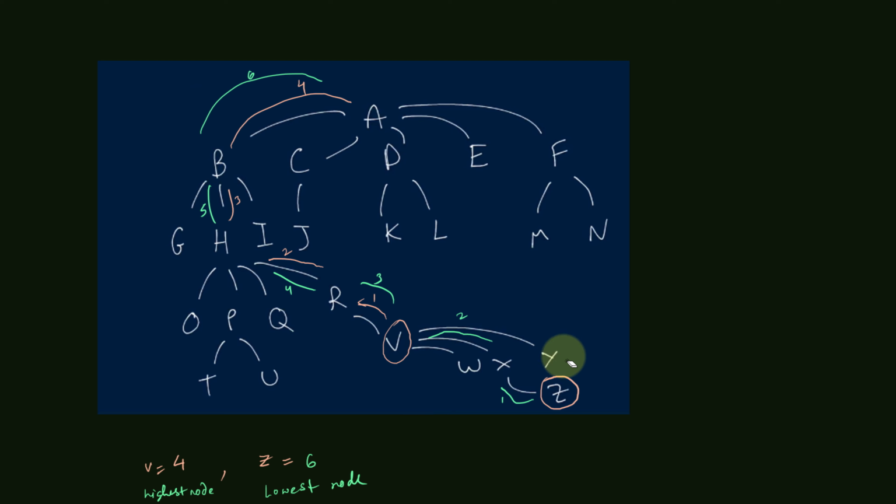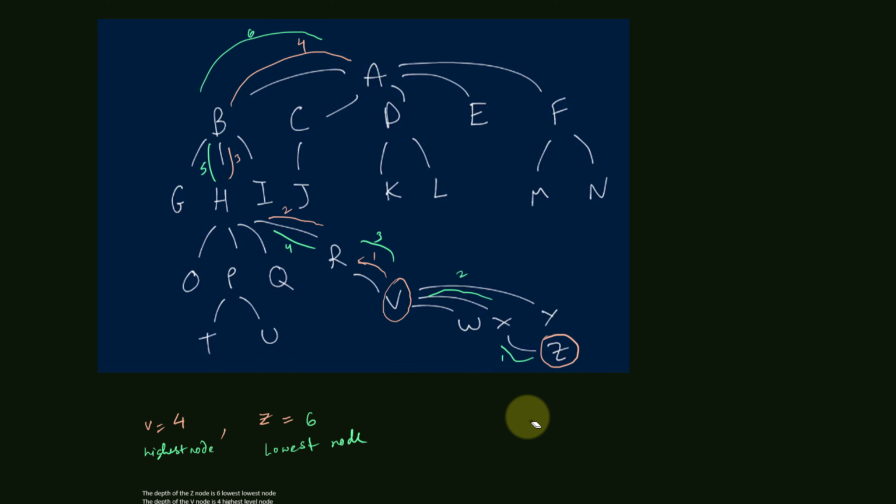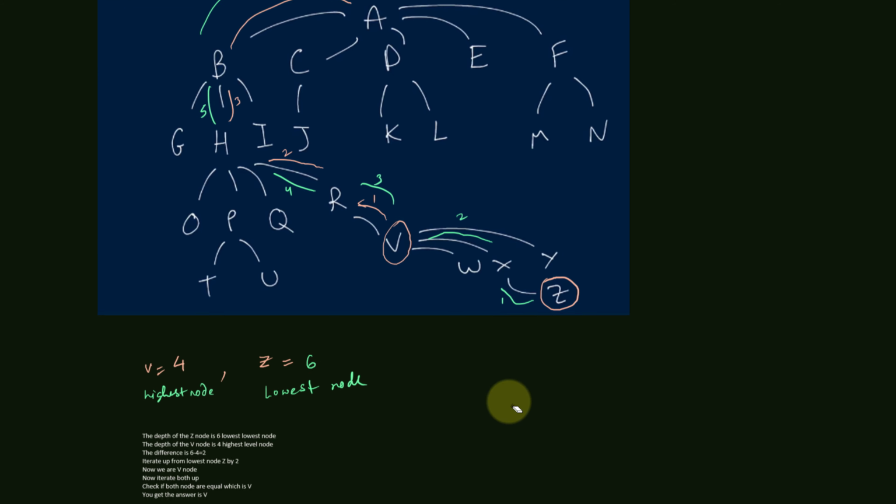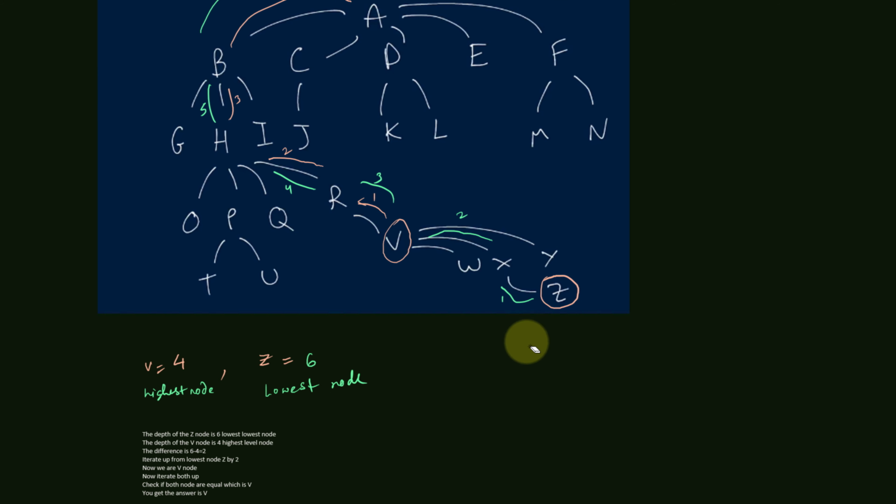So at this time what I have to do is take the difference between them, which is 2. Then I'll have to take the deepest one. So the deepest one from the top most is the Z, which is at the level of 6, and find out the difference. So the difference is equal to 2. So I have to iterate 2 levels up from the Z.